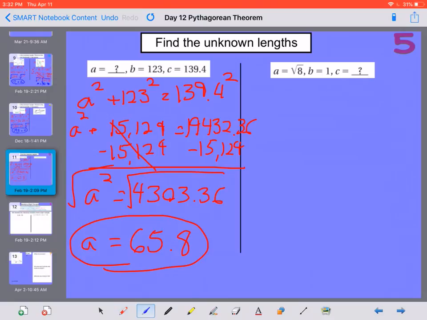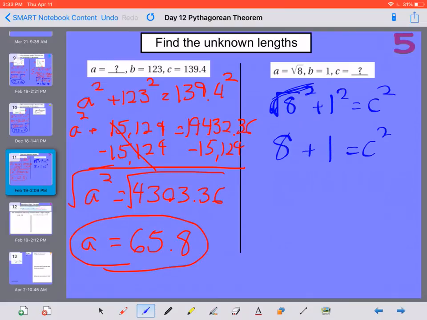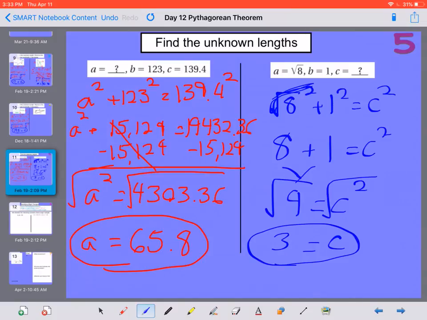Now the next one already has a square root sign, so a is actually the square root of 8, squared. B is 1 squared equals C squared. Now if I square a square root, all those do is cancel the other two out, so what I'm left with is 8. Now 1 squared is 1 equals C squared. 8 plus 1 is 9. If I find the square root of C squared and the square root of 9, I get C equals 3.